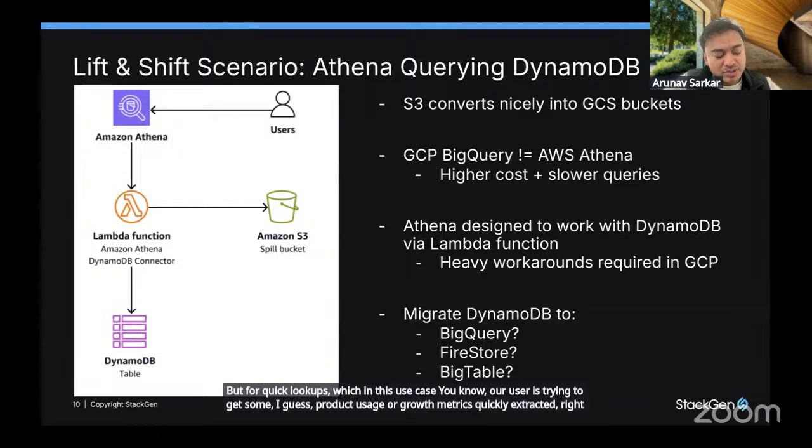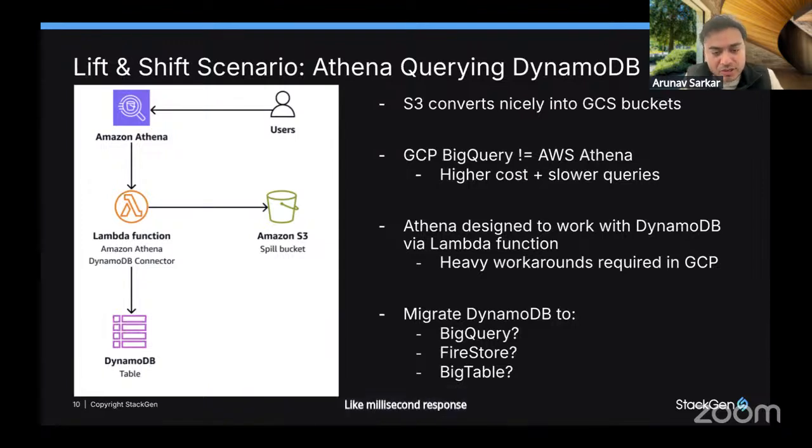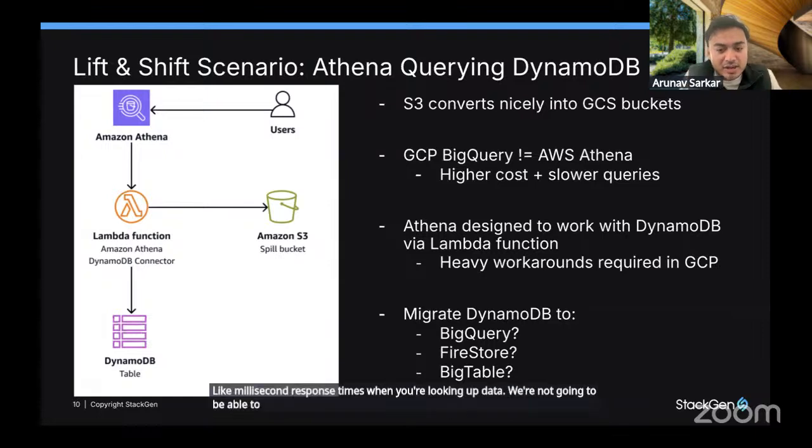Those transactions are going to take way longer than they would within Athena plus DynamoDB, right? DynamoDB is optimized for millisecond response times when you're looking up data. We're not going to be able to get that when we're hooking up BigQuery to any equivalent DB system inside GCP.